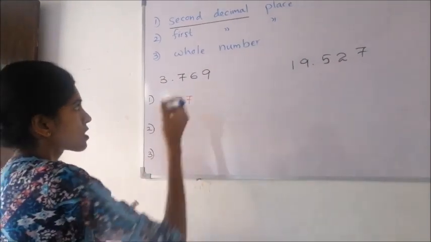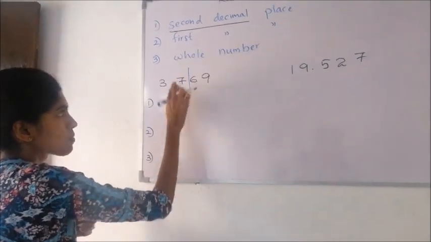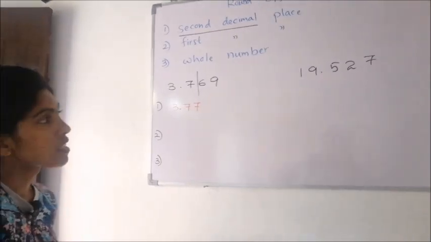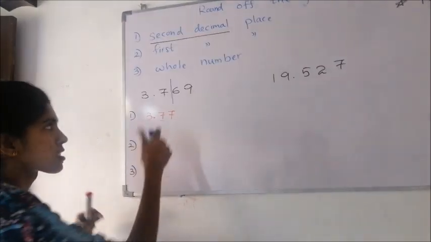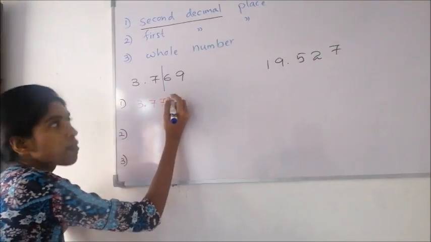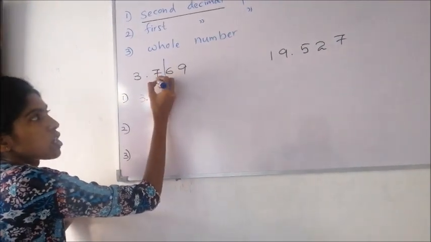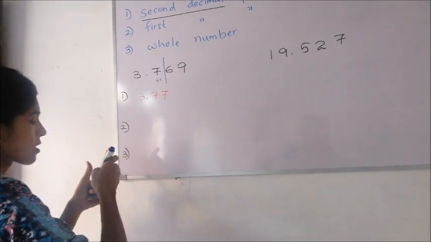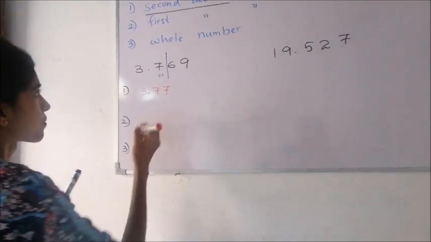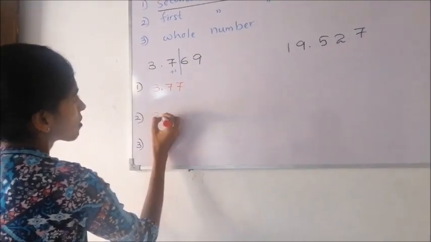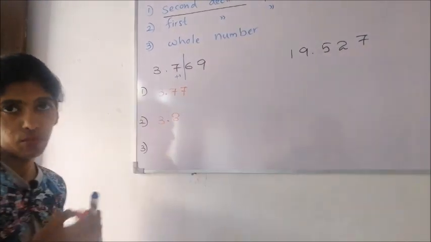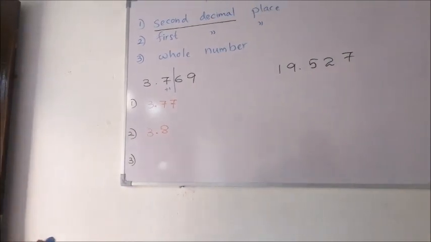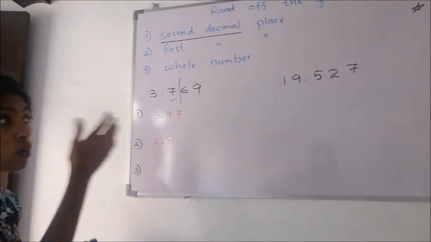Next one, rounding off to the nearest first decimal place. If it is for the first decimal place, only one decimal place we want. The other two remaining decimal places need to be removed. Look at the next number, 6. It's greater than 5, no? If you are removing such a number, you need to add 1, right? 3.8 will come, okay?